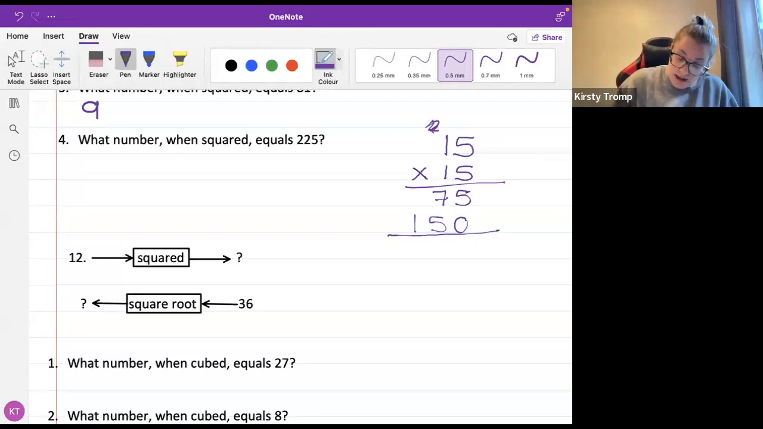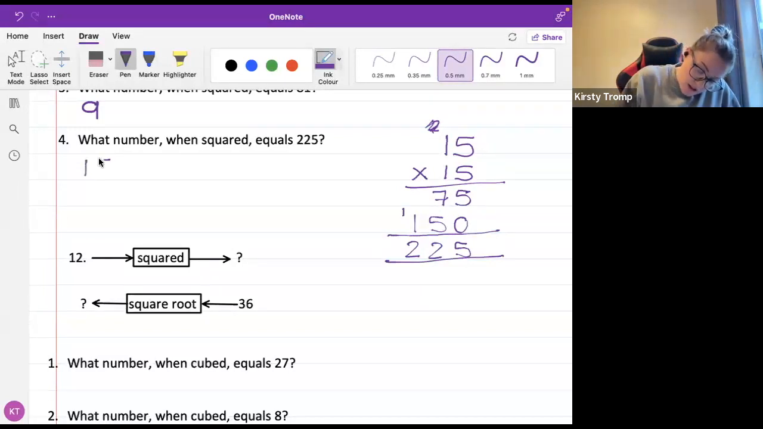What do I need to do now? Add them together. So 5. 7 plus 5 is 12. Put the 2, carry the 1. 1 plus 1 gives me 2. So what number when squared gives me 225? We've seen that the answer is 15. Well done to everybody who worked along with me.